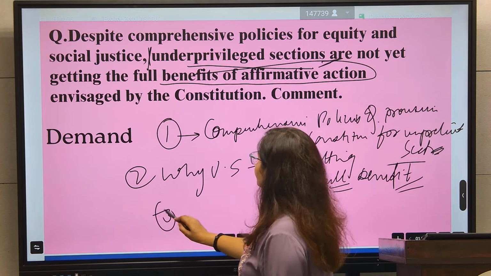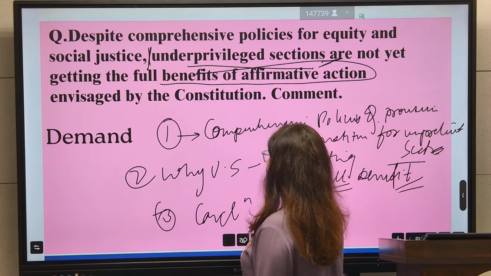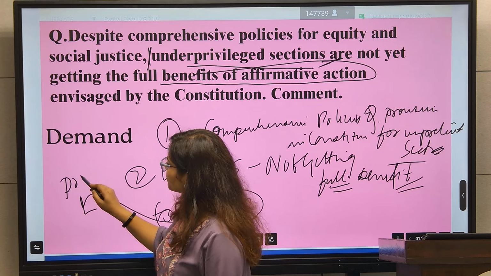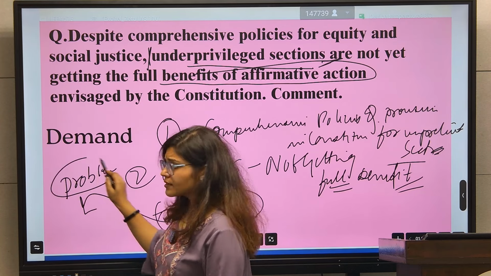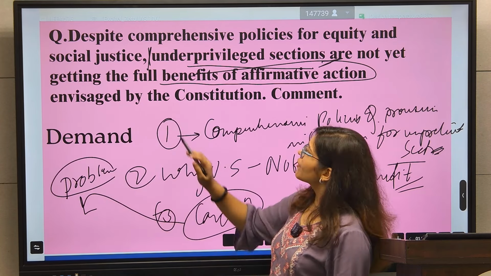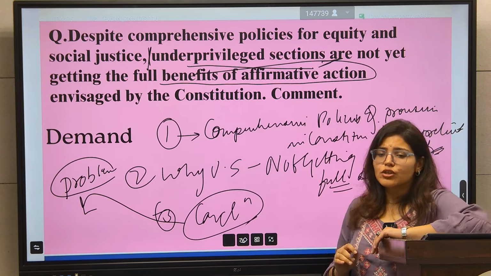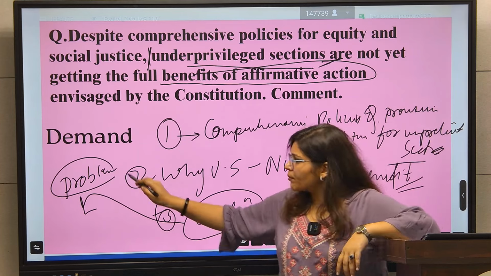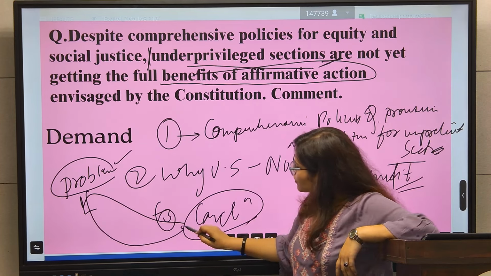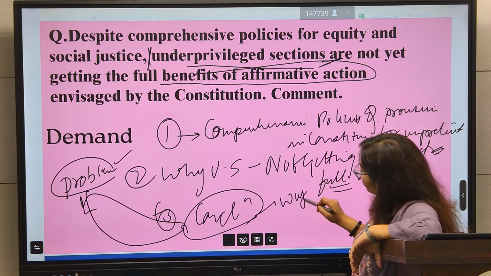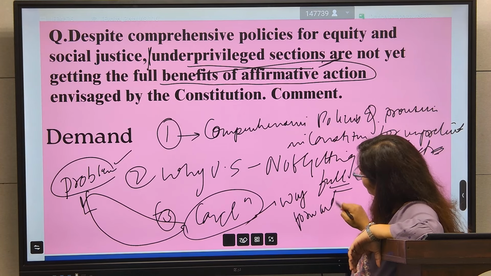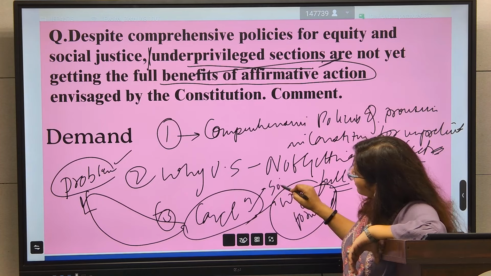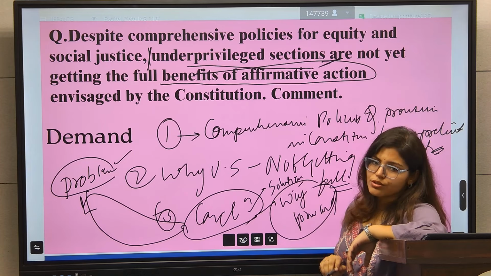And third is the conclusion. This question also highlights the problem that there is a loophole, there are gaps, which is why these underprivileged sections are not getting the full benefit. So there are some gaps, some problems. So how to conclude this? You have to give the way forward. Either write 4-5 points on the way forward or give a solution as the conclusion.